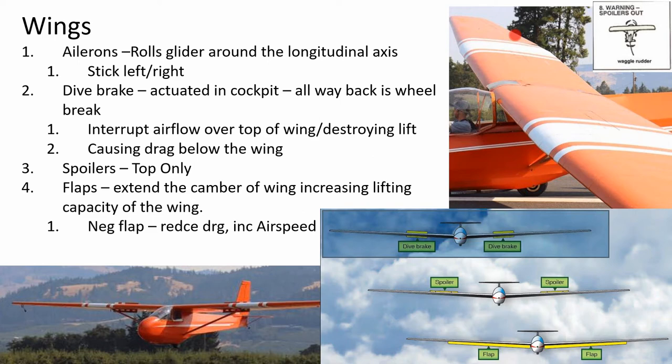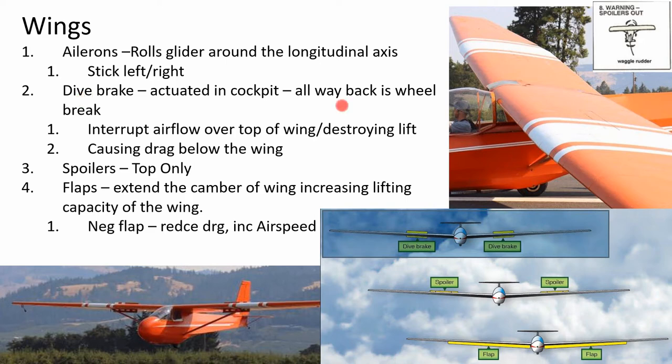So if I throw the stick over to the right, it's going to shorten the camber with that aileron up here, destroying some lift over there and creating more lift over here and rolling the glider to the right. And you can do the same with the left.